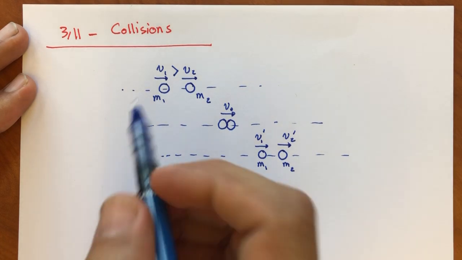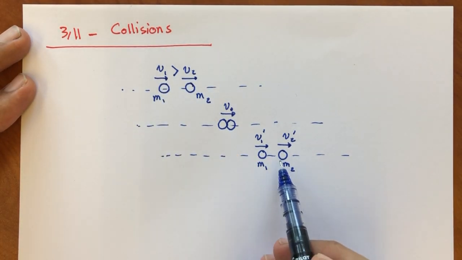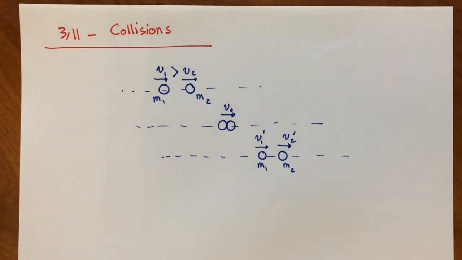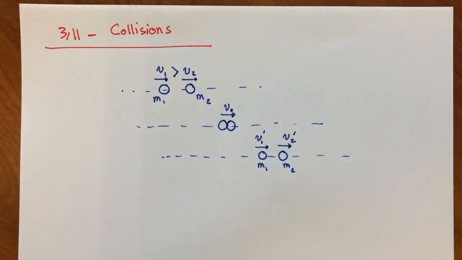And the question here is, if I know v1 and v2, what's going to be v1 prime and v2 prime, velocity of these two after impact? So we have two unknowns here, v1 prime and v2 prime. So I need two equations to find them, right?